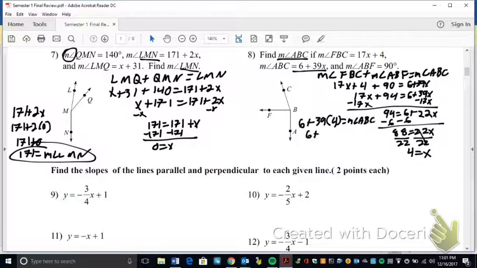And that's the measure of angle ABC. So we're then going to go 6 plus 156 equals ABC, or 162. And that's how you do those.